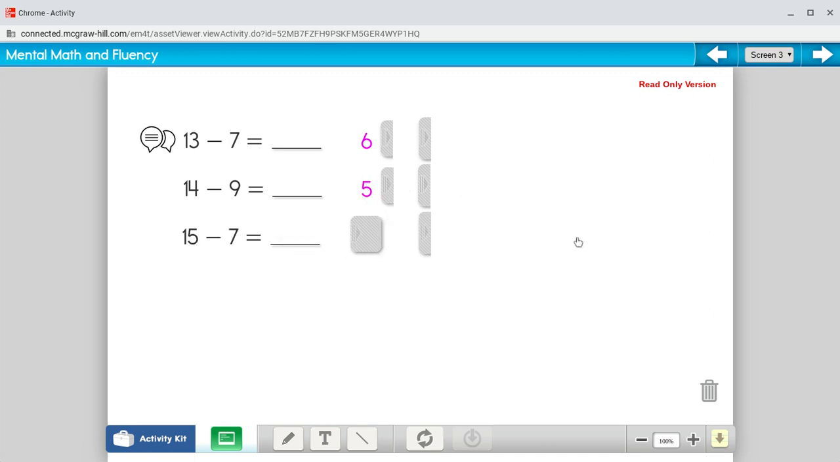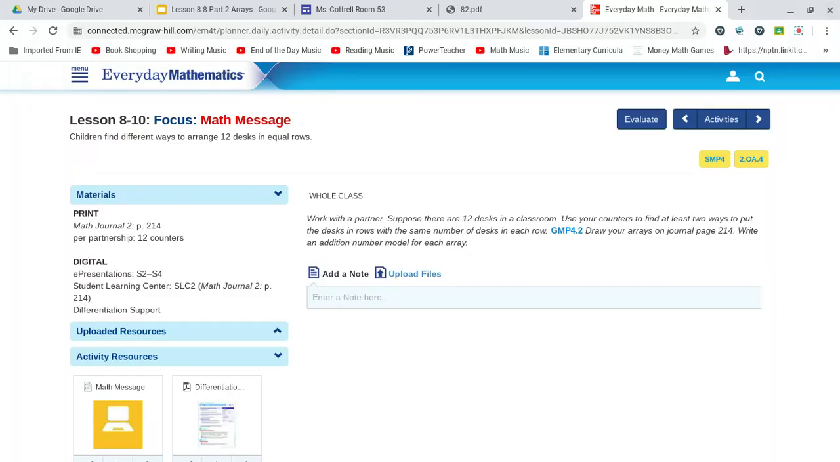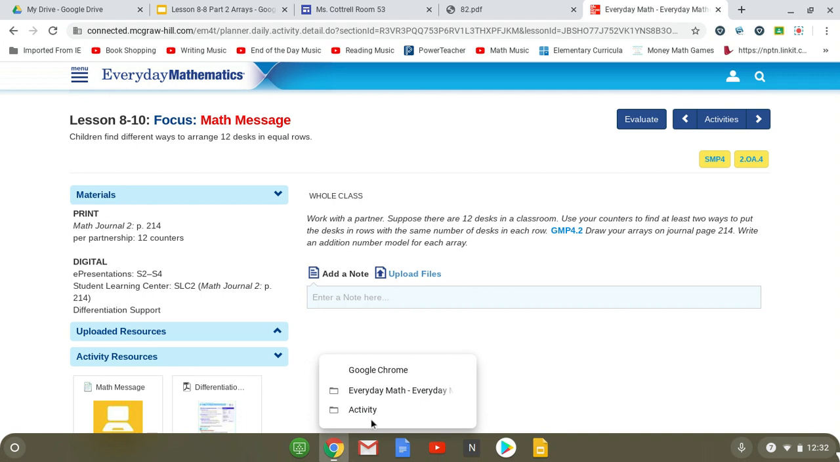And our last one, 15 minus 7. 7 plus what equals 15? Well, I know 14 minus 7 is 7 because of that double fact. So then 15 minus 7 would be one more with the answer of 8. Fantastic. All right, so let's go ahead and take a look at our math message for today.